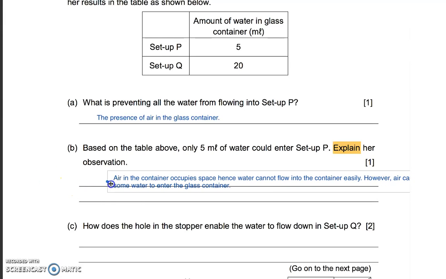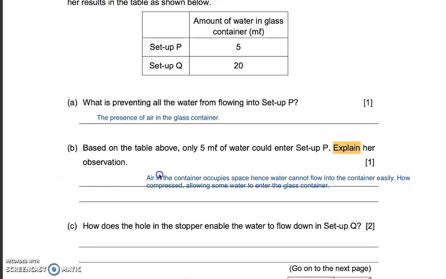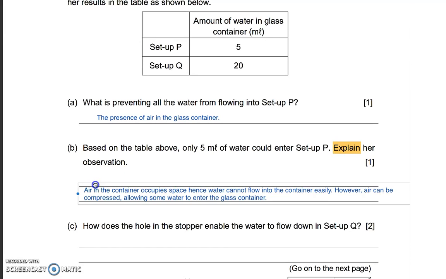Alright, so this is the answer. Air occupies space, so therefore the water is not able to flow through it easily compared to setup Q. However, because air can be compressed, some water can still enter setup P in the glass container.